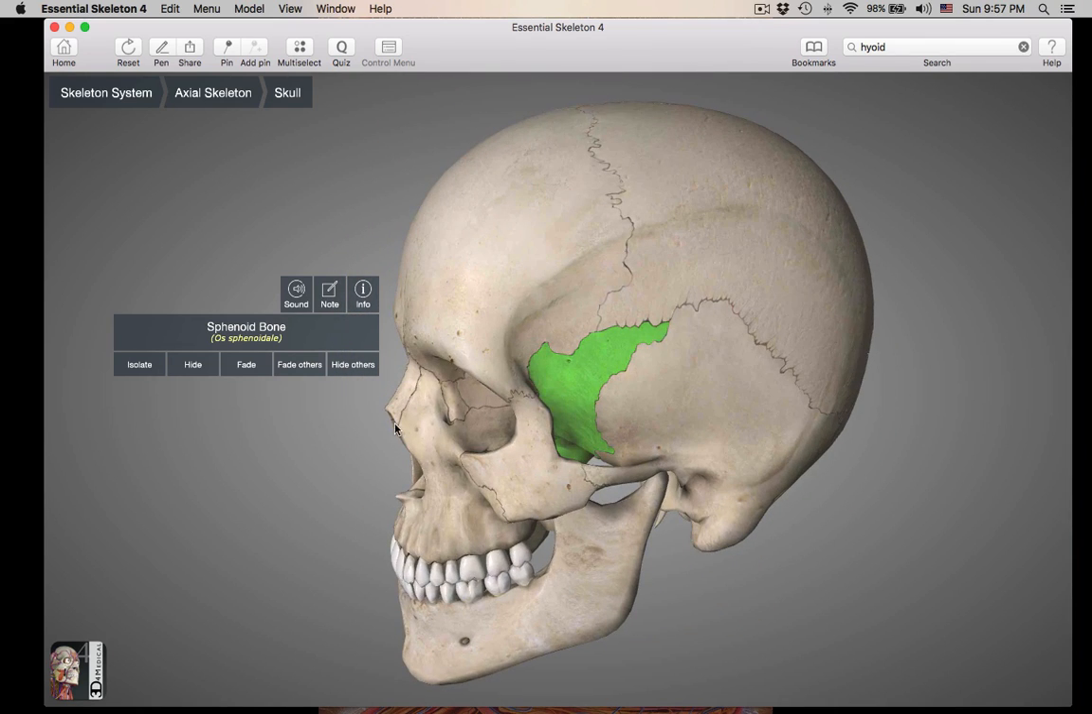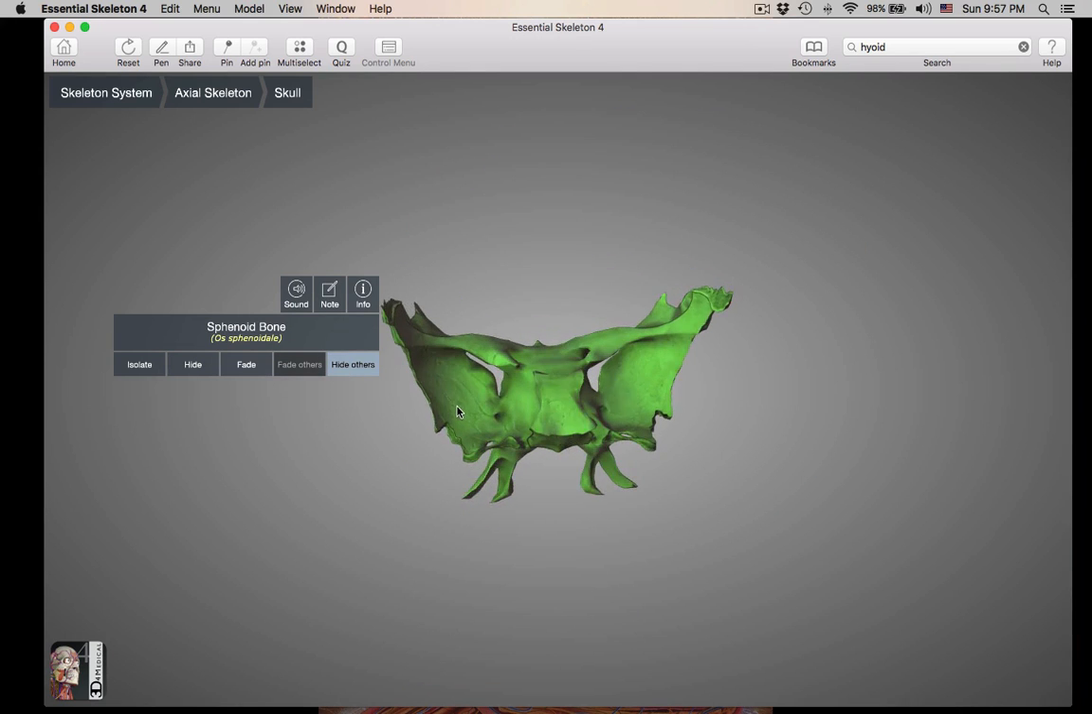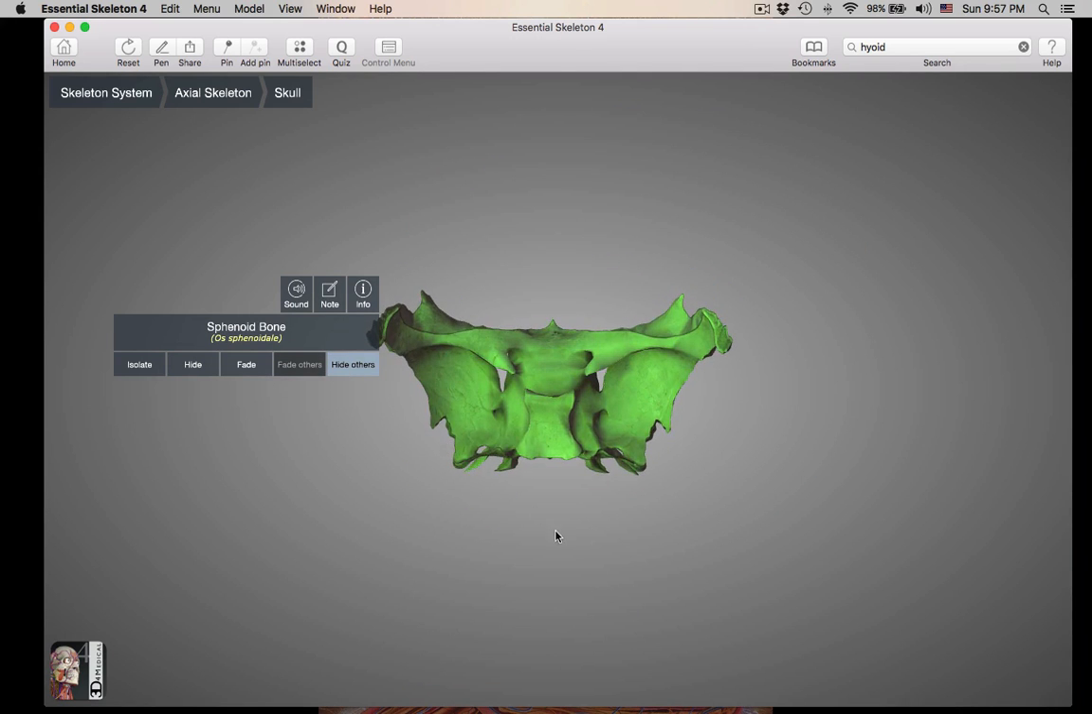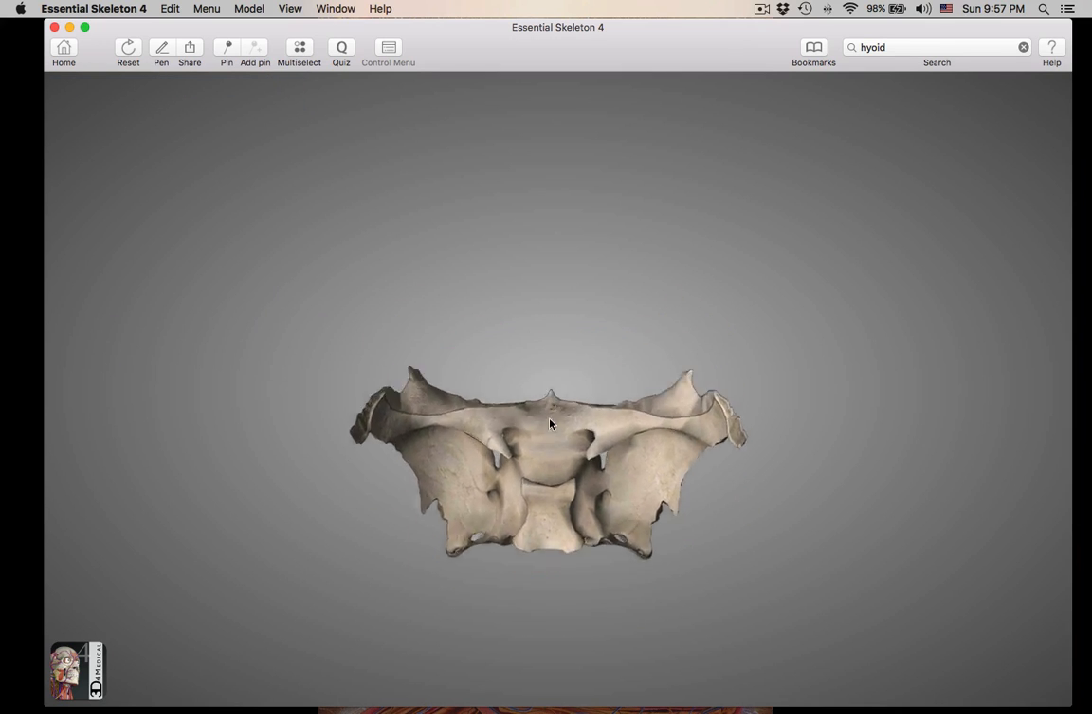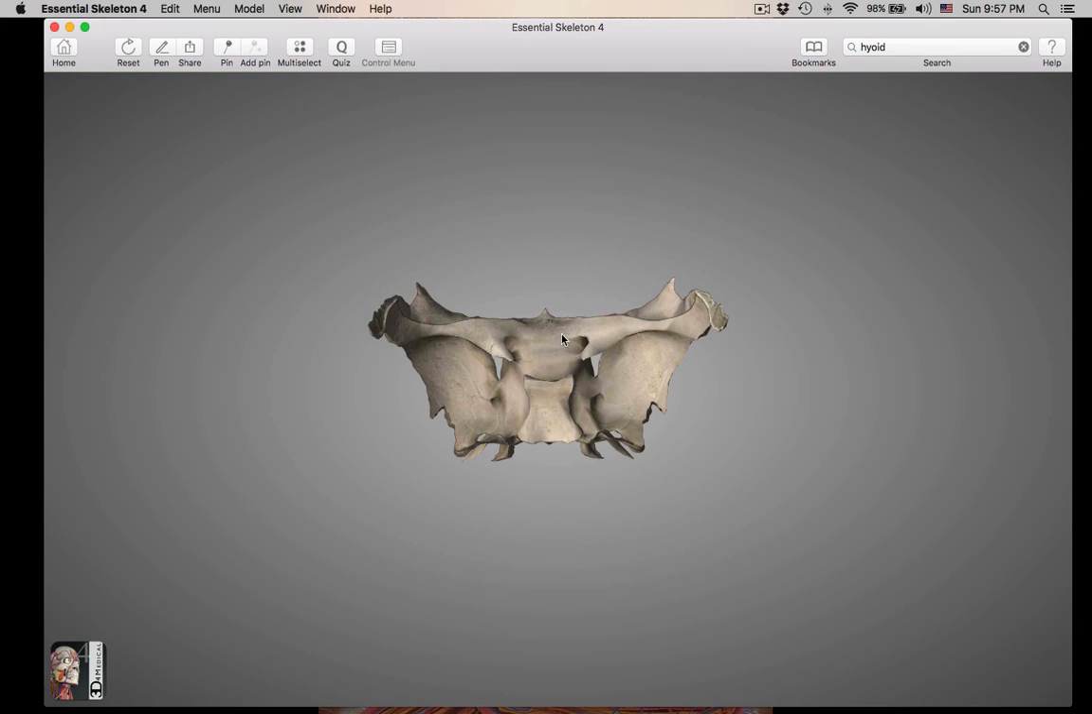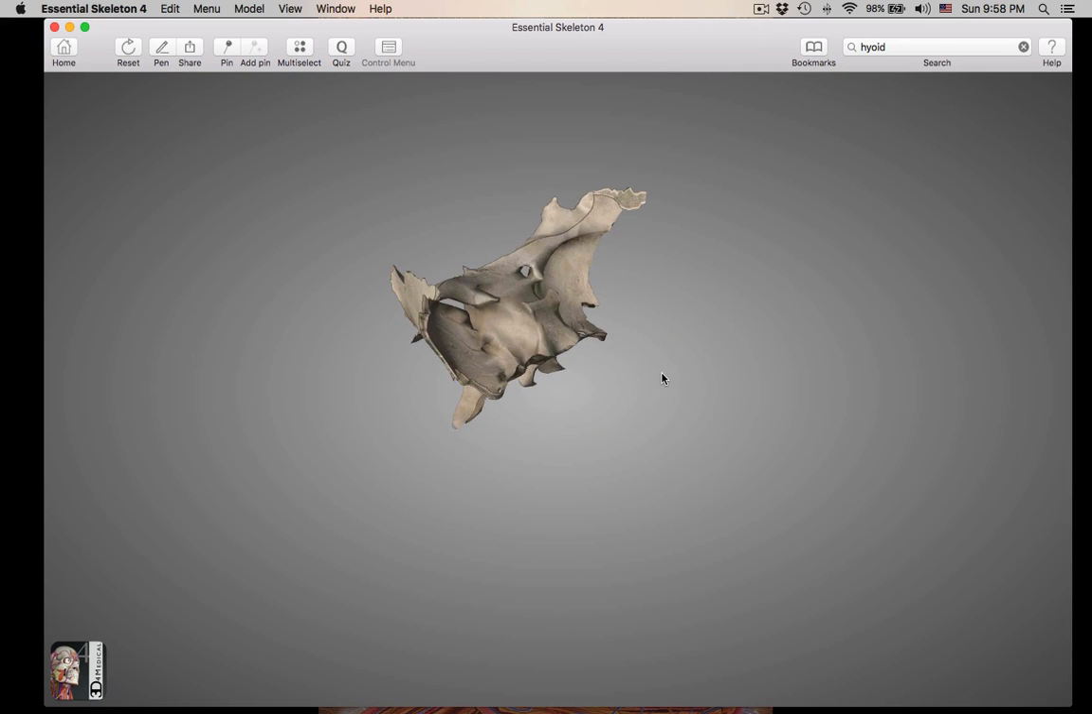I'm going to go ahead and just hide all the others so we can just see the sphenoid bone. Now this is the sphenoid bone if you're looking from the inside. So here are your carotid canals, just to get you oriented to the bone. If we put pipe cleaners in here, you're going to see a pipe cleaner crossing this way and crossing this way.